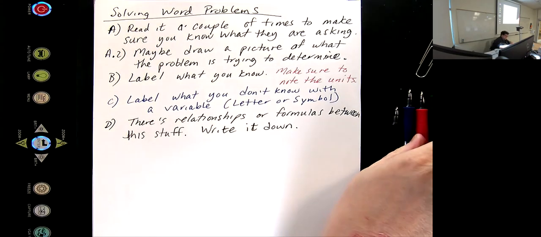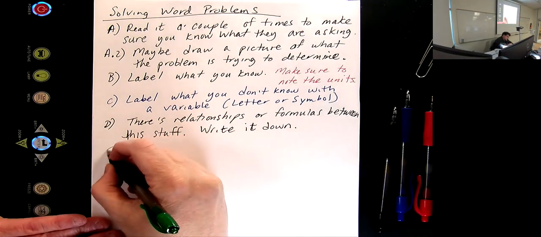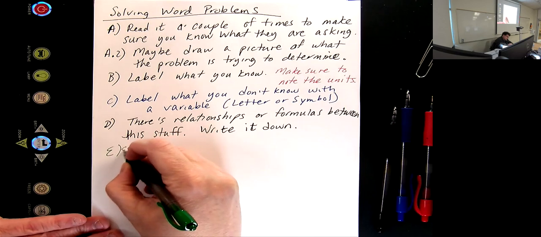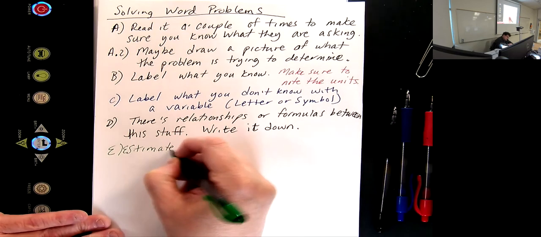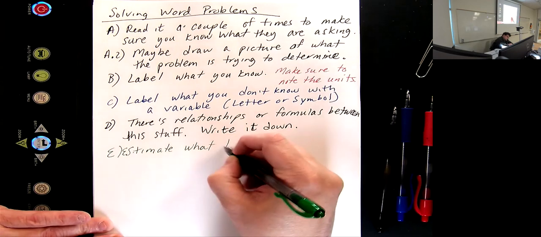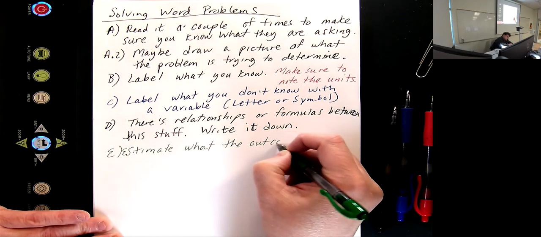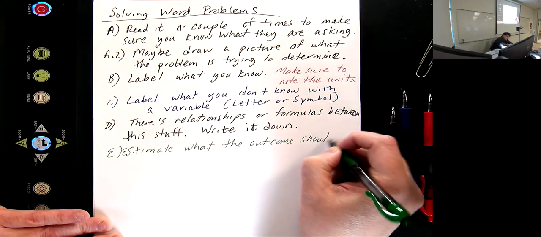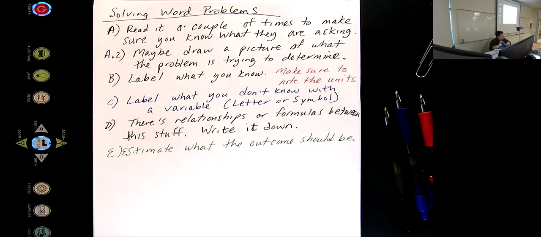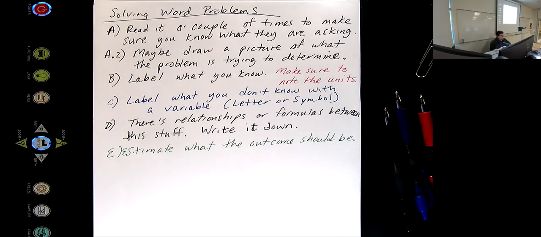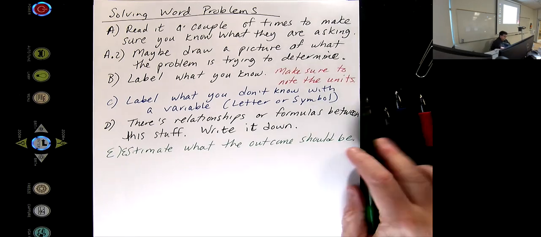This is optional, but it's a good idea. Estimate what the outcome should be. Maybe doing that rounding we talked about on Monday. You don't have to multiply everything out, but you get the first digit. It gets fairly easy to multiply things out. Then you actually have to do the work.